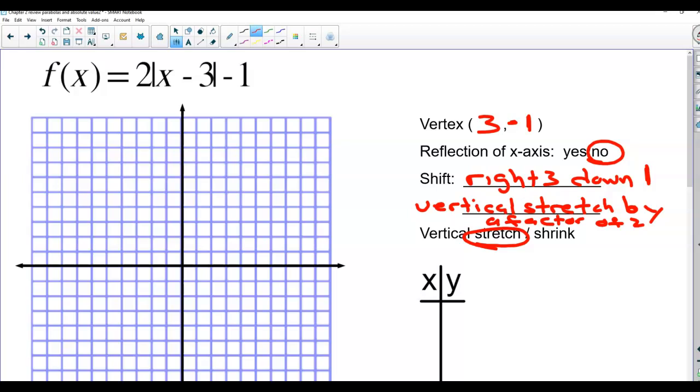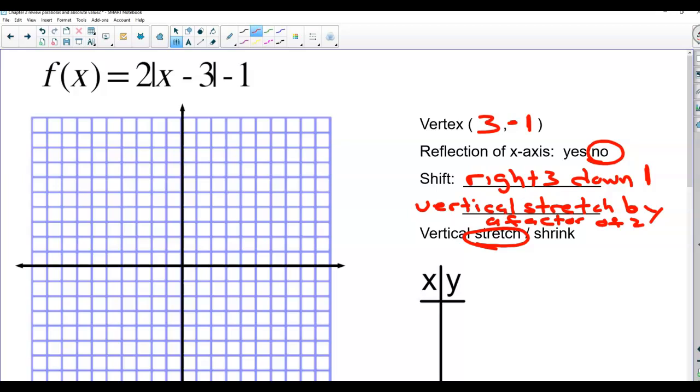Okay, so the vertex, the reflection: if A is positive, there's no reflection. If the A is negative, it's yes to a reflection over the x-axis. The shift is always the vertex. Where's the vertex going from (0, 0)? Right 3, down 1. If the A is bigger than 1 or less than negative 1, we have vertical stretch. If the A is between negative 1 and 1, so it's a fraction, a lot of times with a 1 coefficient, doesn't have to be, but a lot of times it is, then we have vertical shrink. Okay? The shift, right 3, down 1, and we write about the vertical stretch or shrink. In this case, vertical stretch by a factor of 2. And then we can circle the vertical stretch.